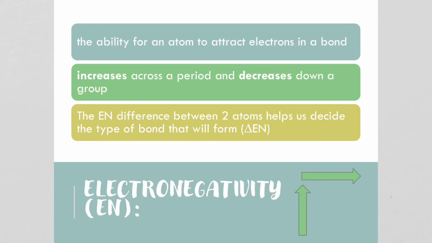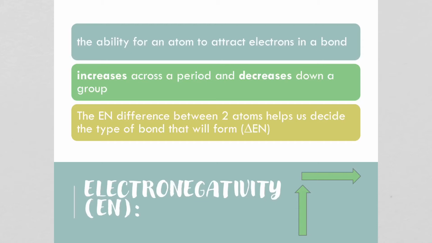So the electronegativity trend says that it will increase across a period, so going this way, so greater electronegativity this way, and increase moving up the group, or decrease going down the group. And electronegativity is the ability for an atom to attract electrons in a bond. So depending on what element it is, the number of electrons that it has in the valence will determine how strong a pull it has on other electrons on other atoms.